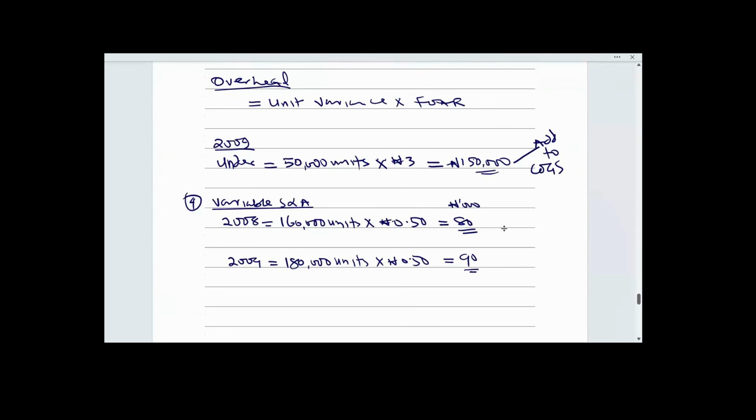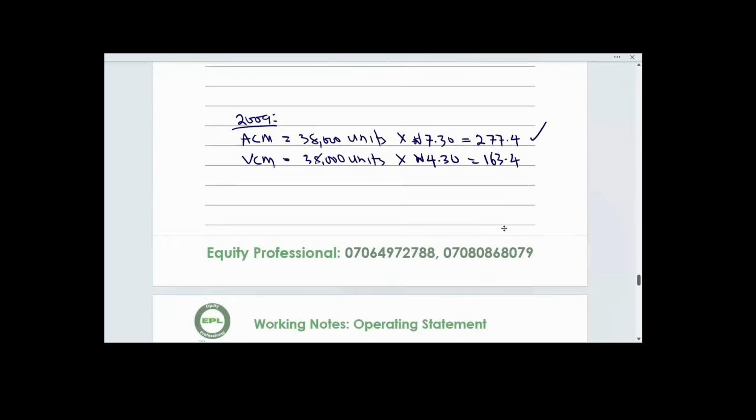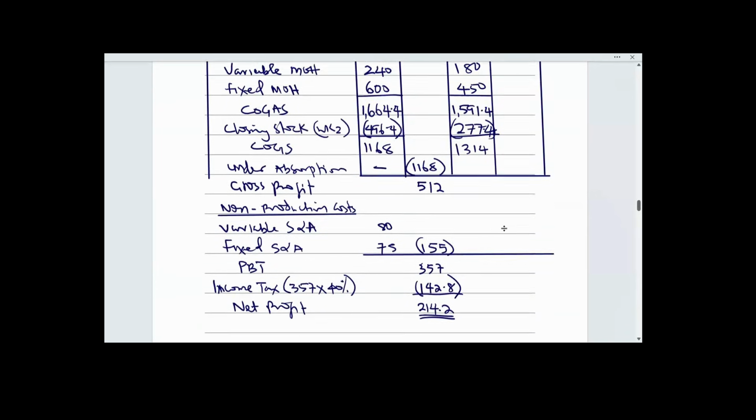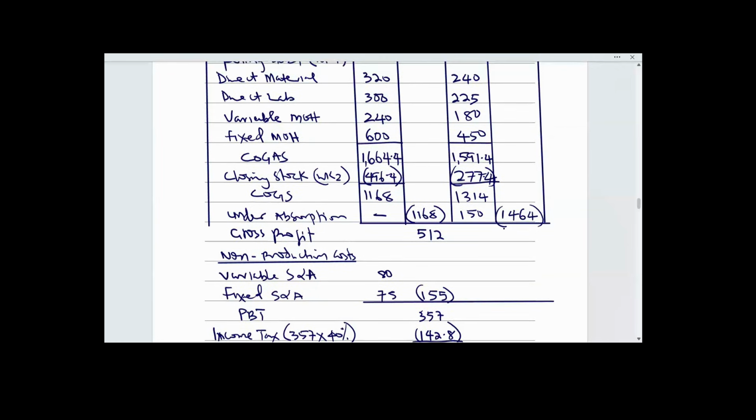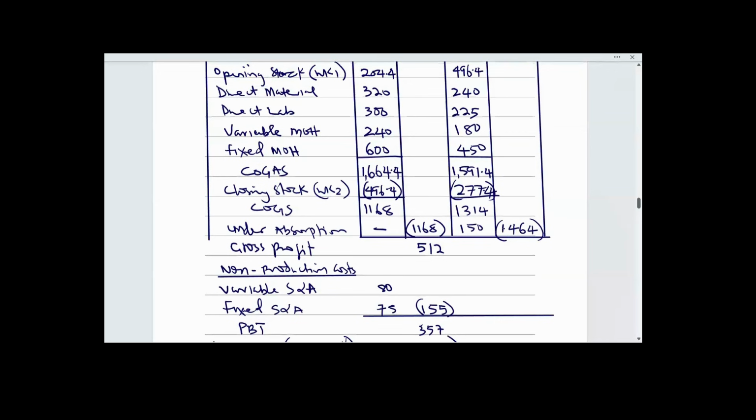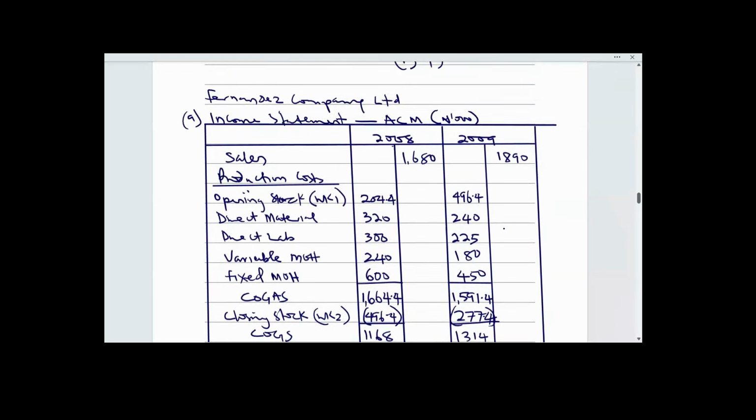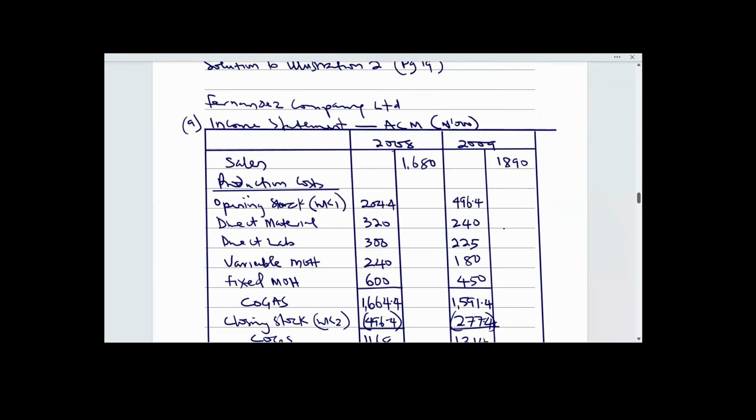Yeah, we calculated 150,000. Since it is under absorption, we add it to cost of goods sold. So here is 150,000 plus 1314. That's 1464. 1890 minus 1464 is 426.